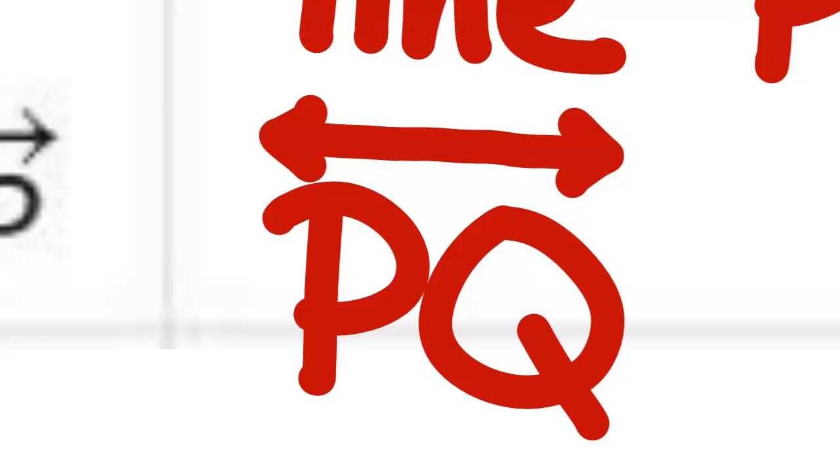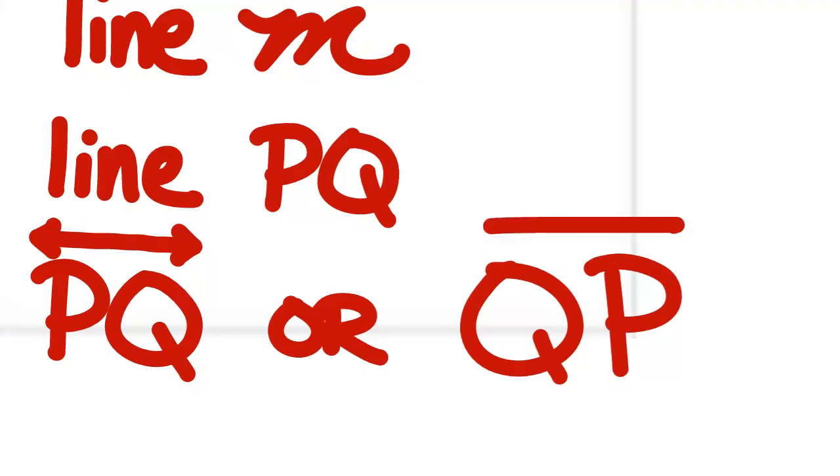So I can name it like this, line PQ, or I can switch those letters around, and I'm still talking about the exact same line. I can call it PQ, or I can call it QP. I can write the word line in front of it, or I can put the symbol over the top of it. Or I can represent it with that lowercase cursive letter. So far, so good? All right.